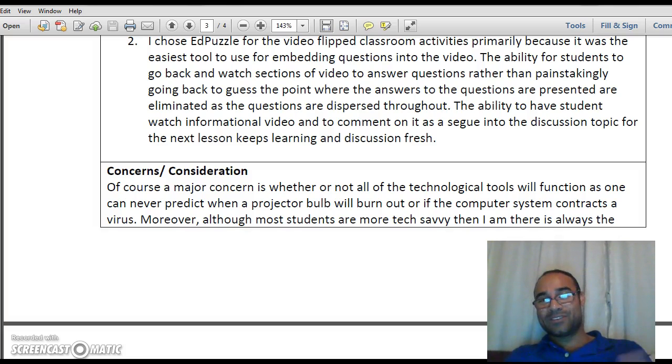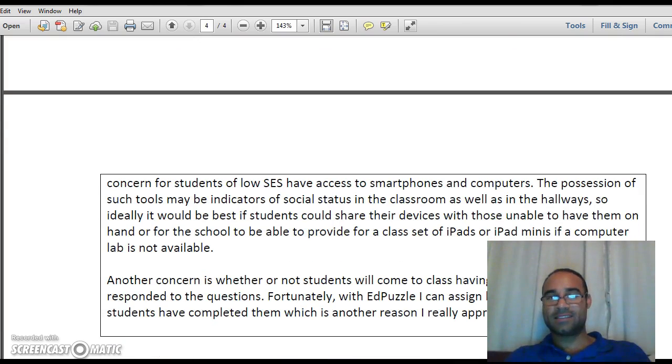Moreover, although most students are more tech savvy than I am, there is always the concern for students of low SES who may not have access to smartphones and computers. The possession of such tools may be indicators of social status in the classroom, as well as in the hallways. Students like to talk about what they have and what other people don't. So ideally it would be best if students could share their devices with those unable to have them on hand, and ideally also for the school to be able to provide a set of iPads or iPad minis or a computer room, which is the case in terms of a computer room, but not having students' own portable devices, specifically for class.